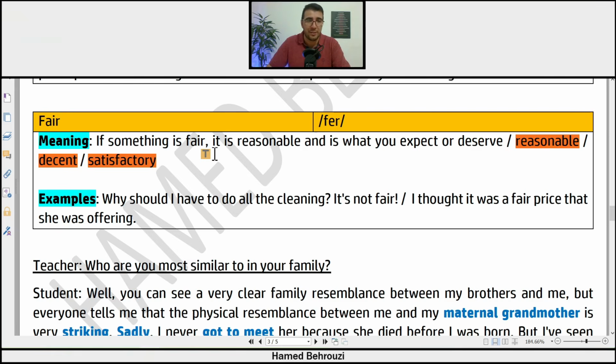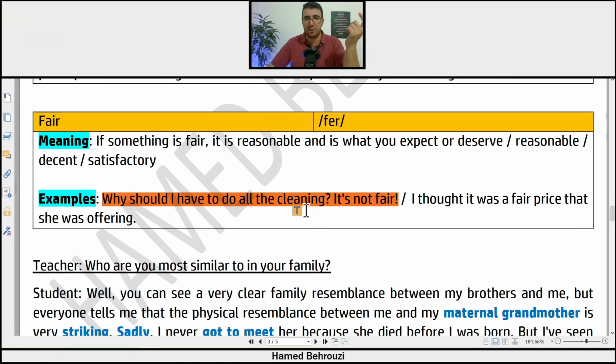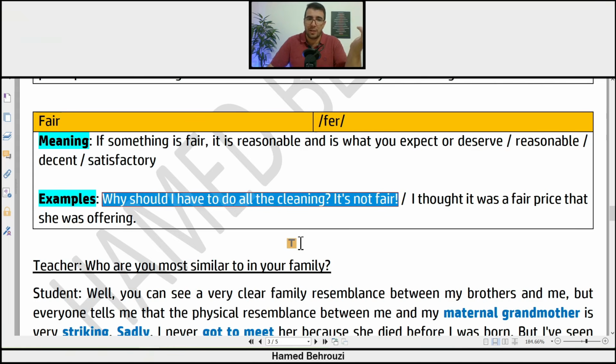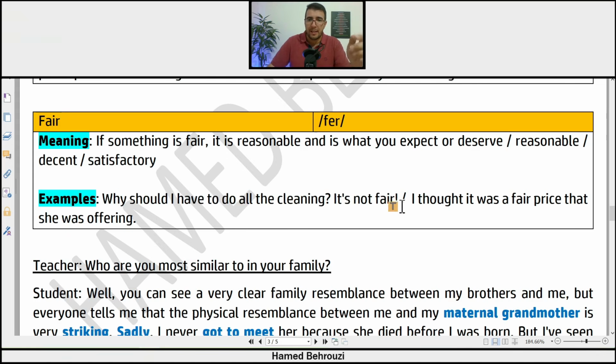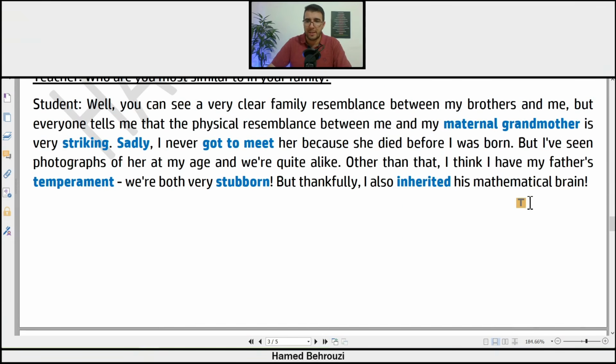Anyway, let's continue. Let's not get off the track. If something is fair, it is reasonable and is what you expect or deserve. Look at this one. Somebody tells you to do the cleaning at home. You say, why should I have to do all the cleaning? It's not fair. Okay? I thought it was a fair price that she was offering. A fair price means that for that object, it was good.